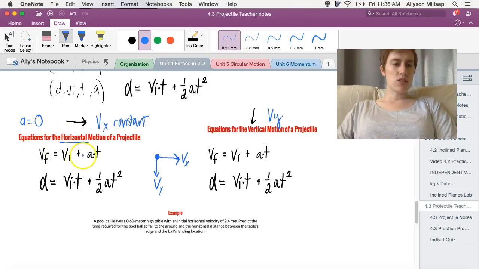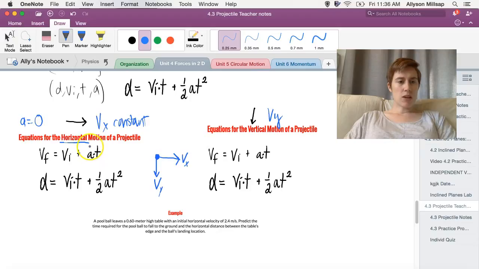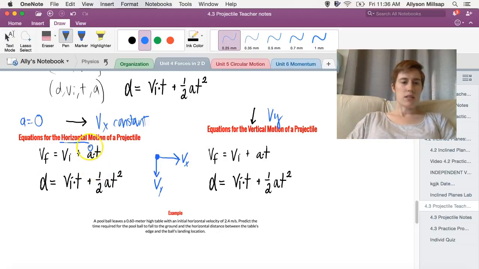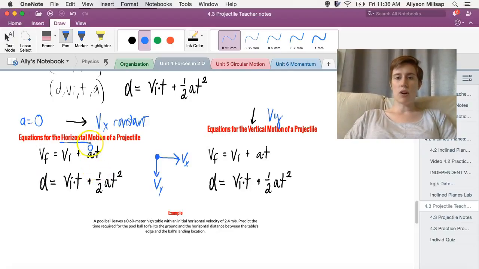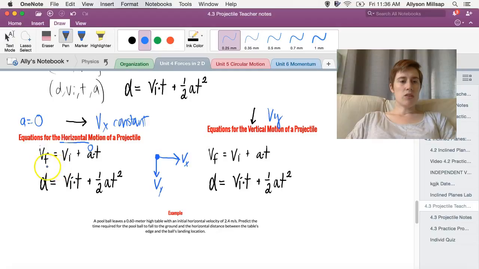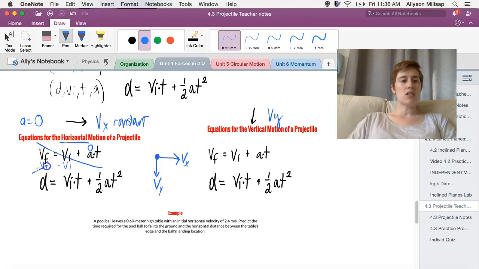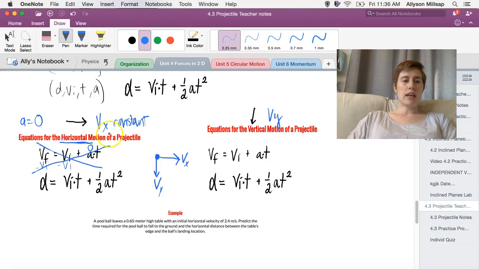So in this formula, acceleration is 0, these two numbers equal each other, and this formula is not helpful at all because 0 times t will give me 0. This is a value. If I subtract Vi from both sides, guess what? That's also going to give me 0. So this formula is not helpful at all to use when you're looking at speed horizontally.